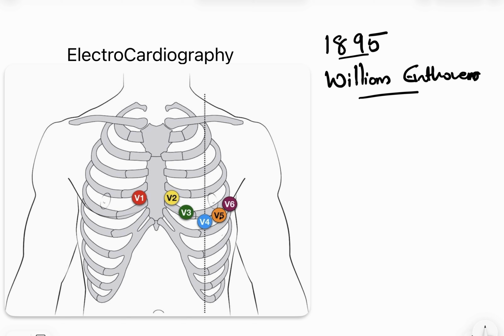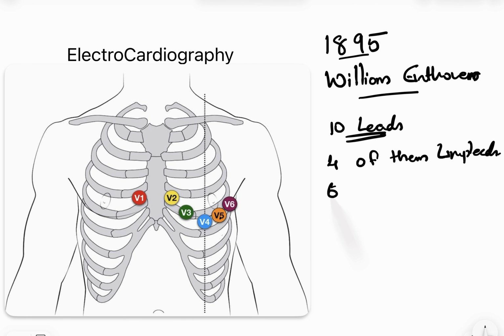An ECG in total has 10 leads. Among the 10 leads, four of them are limb leads. The leads are attached to our arms and legs, or the limbs, so they are called limb leads. And 6 of them are the leads we attach to the chest of the patient, called chest electrodes. So we have limb electrodes and chest electrodes: 4 of them are limb electrodes and 6 of them are chest electrodes.